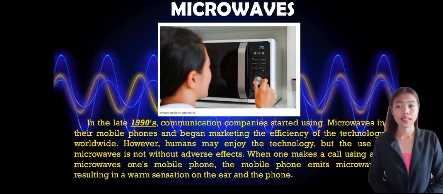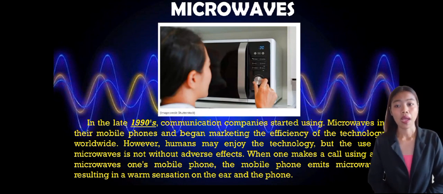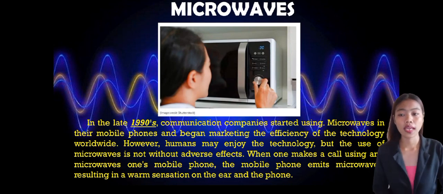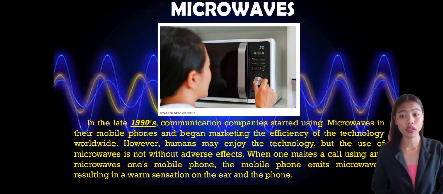As time passes, scientists have proven that radio waves are effective in communication. Microwaves, which have shorter wavelengths than radio waves, can be more reliable. Microwave technology is used not only in the microwave oven but also in the mobile phone. In the late 1990s, communication companies started using microwaves in their mobile phones and began marketing the efficiency of the technology worldwide. However, humans may enjoy the technology, but the use of microwaves is not without adverse effects.